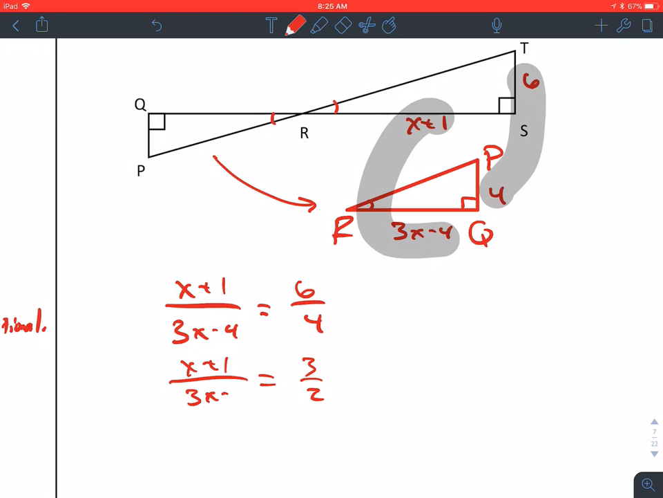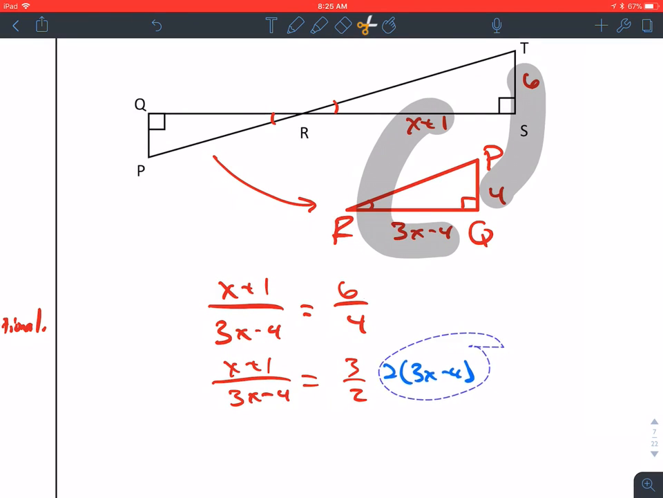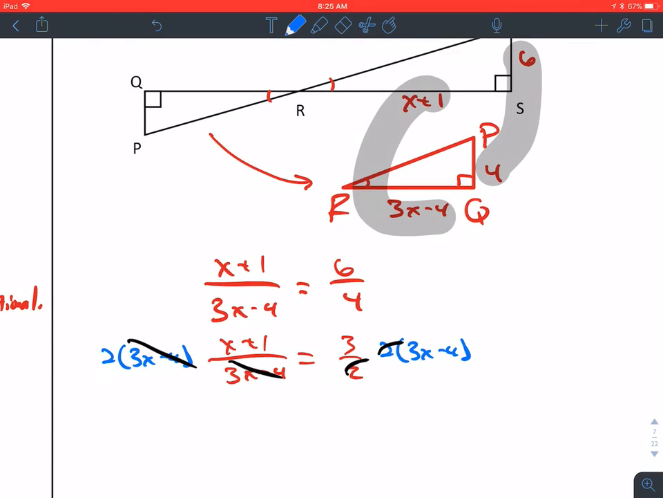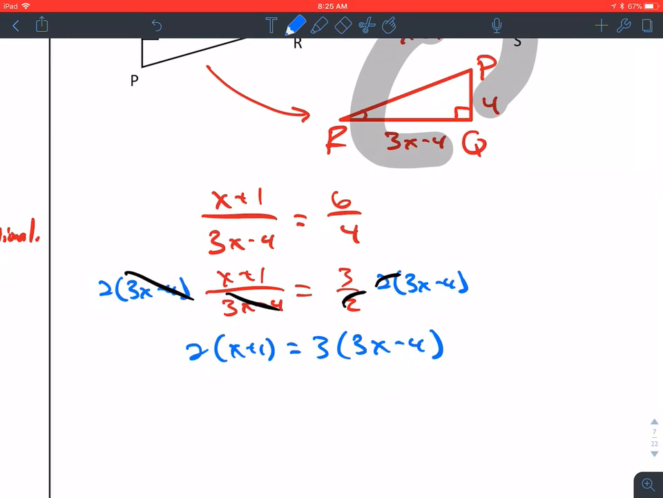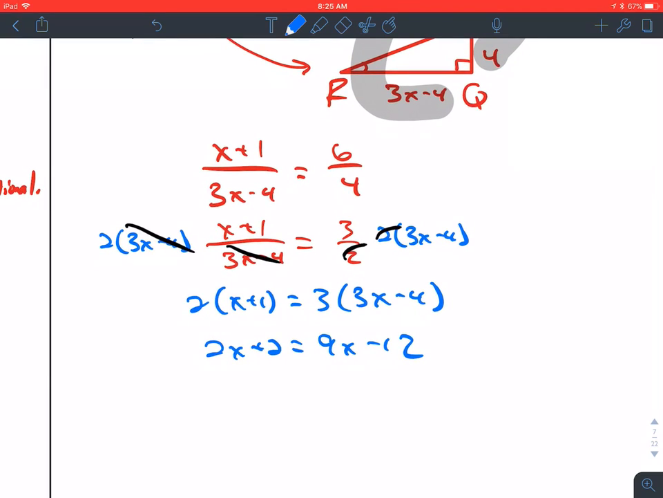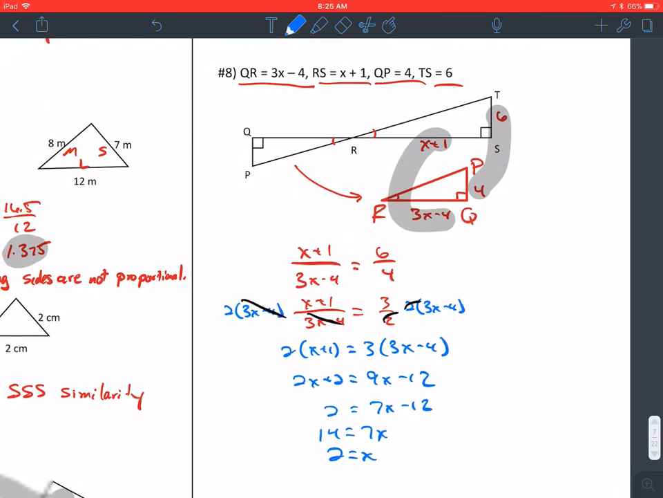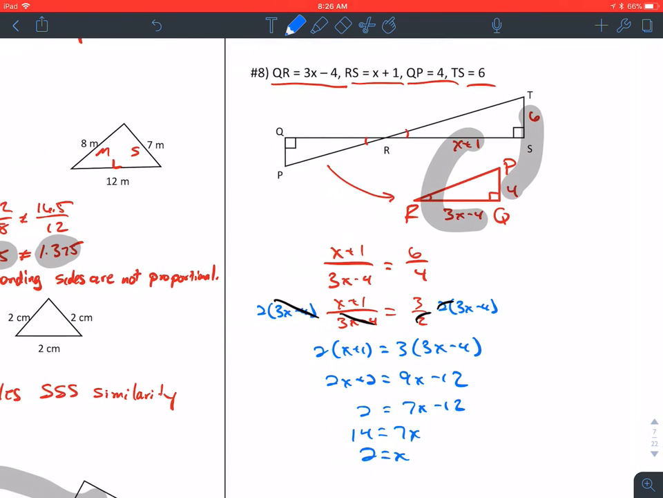I'm going to multiply both sides by 2 and 3x minus 4. That is the multiplication property of equality. It says I can multiply both sides by the same thing anytime I want. On the left, it gives me 2 times the sum of x and 1. On the right, 3 times the difference of 3x and 4. Distributing, I get 2x plus 2. On the right, distributing, I get 9x minus 12. If I subtract 2x from both sides, add 12 to both sides, and divide by 7, I get x is 2. The directions asked me to find the value of x. Did it.